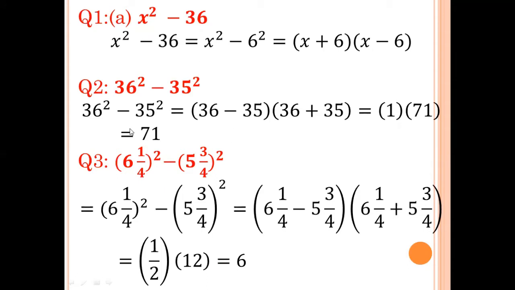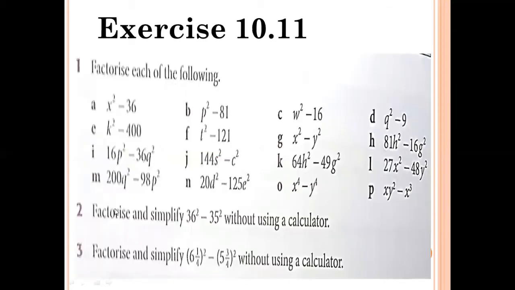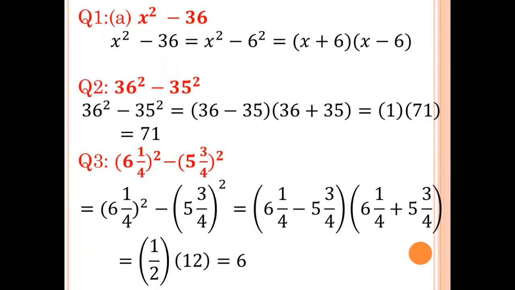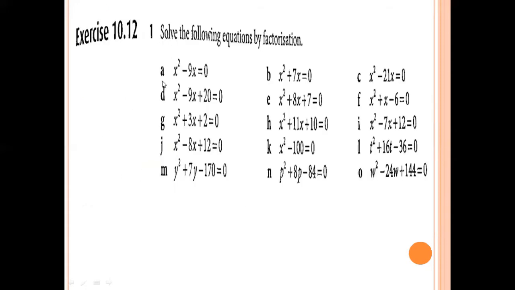Now one more thing here should be, as it is same. Question number 2. Here he said that 36 square minus 35 square without using calculator. So we can solve this. 36 square minus 35 square means, as I told you, if you have any equation like that, you must know one thing that is so important.